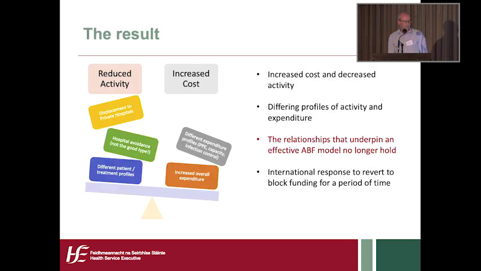So the result of all that, at the very highest level, was reduced activity levels because the hospitals emptied out, and increased costs because there was a huge amount of additional funding put in for COVID-19. But that's only the surface level. Underneath that, there were big differences in the profile of the patients that we see in the hospitals, and big differences in the profile of how we were spending our money. So actually, the third point here is the big one: the relationships that underpin an effective ABF model just didn't hold anymore.